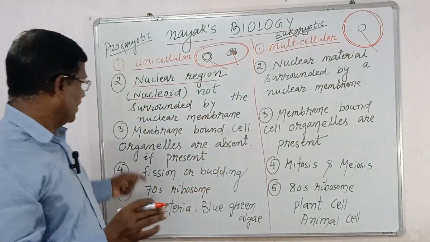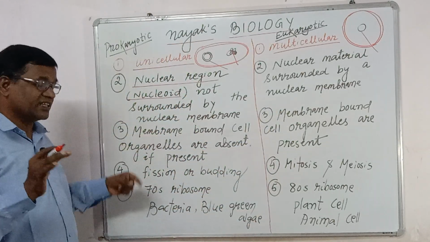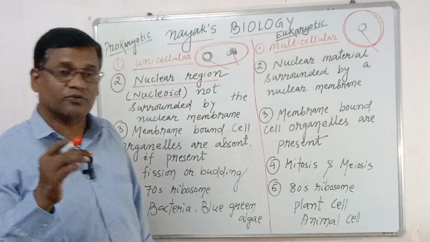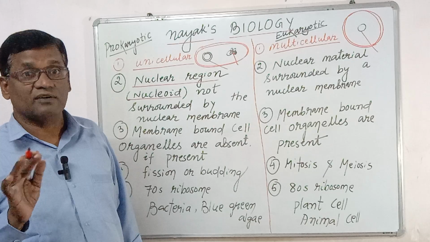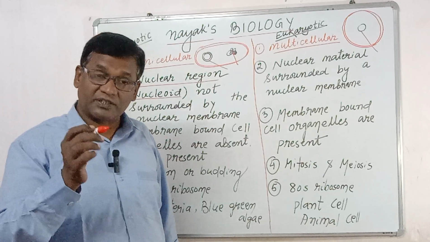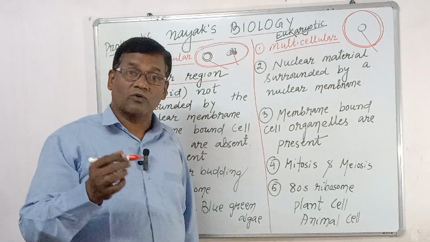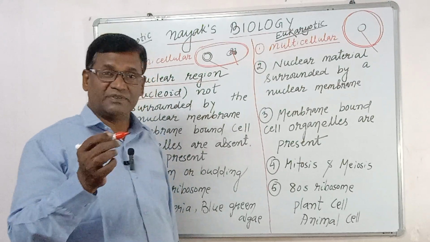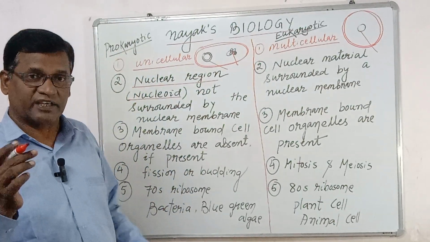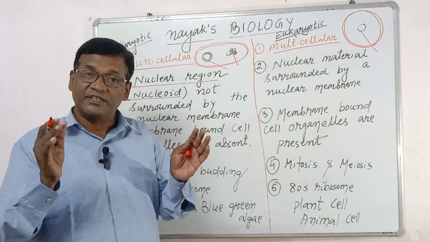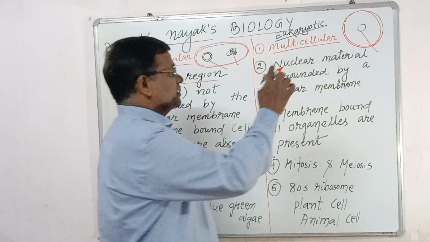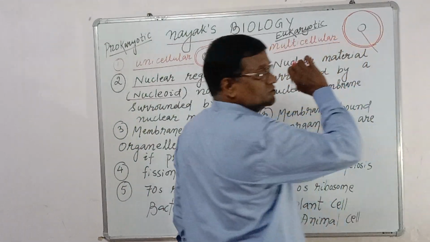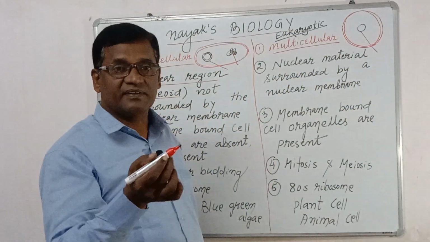That's it. Now, membrane bound cell organelles are absent. What is membrane bound? Mitochondria is covered by a membrane. Ribosome is not covered by a membrane. Endoplasmic reticulum is covered by a membrane. Chloroplast is covered by a membrane. That means the cell organelles are the components present inside the cell. Suppose you take a nucleus, which is a cell organelle covered by a membrane.